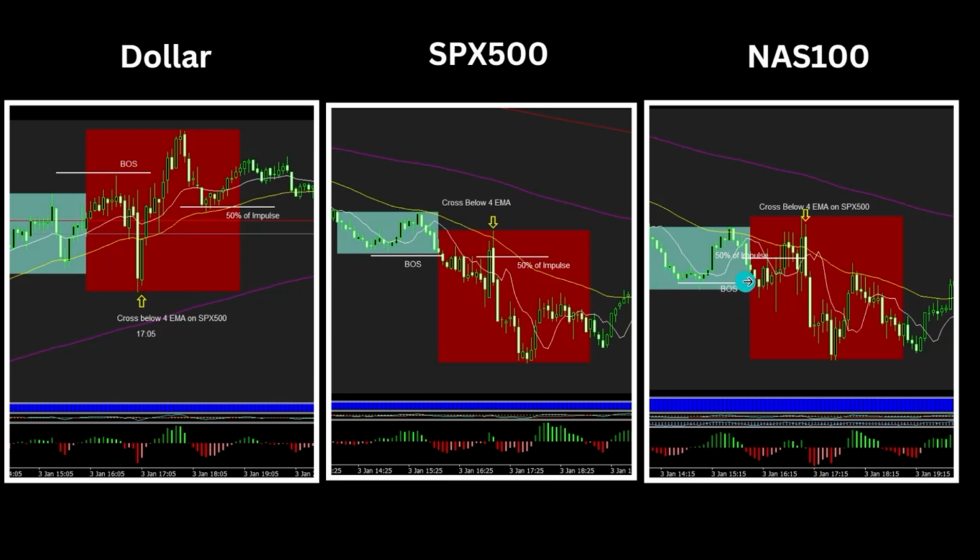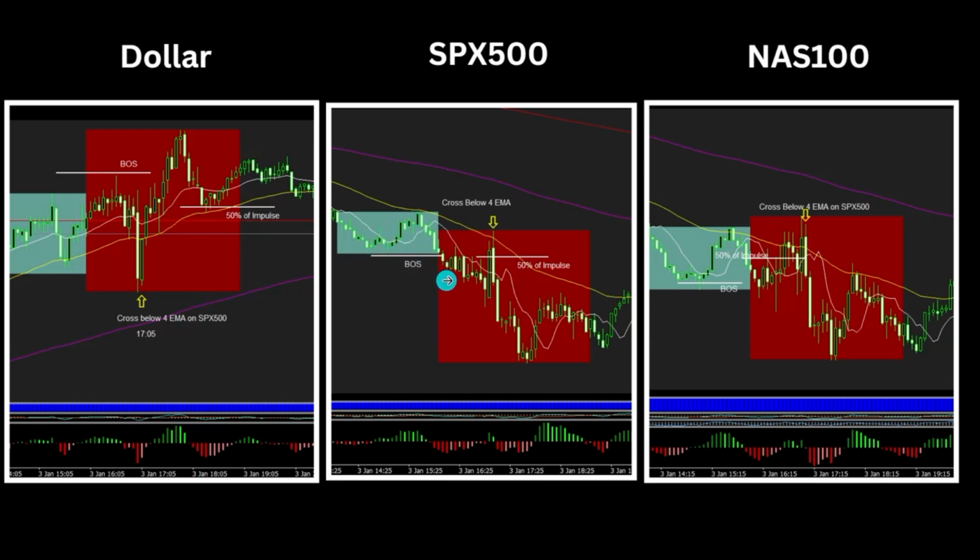We see there was a break of structure right here, but it wasn't that convincing. However, it's still there. Then it moves back into 50% of the impulse leg. And then it comes below the 4 EMA, which is definitely an entry signal. However, this is a lot cleaner on the SPX 500.